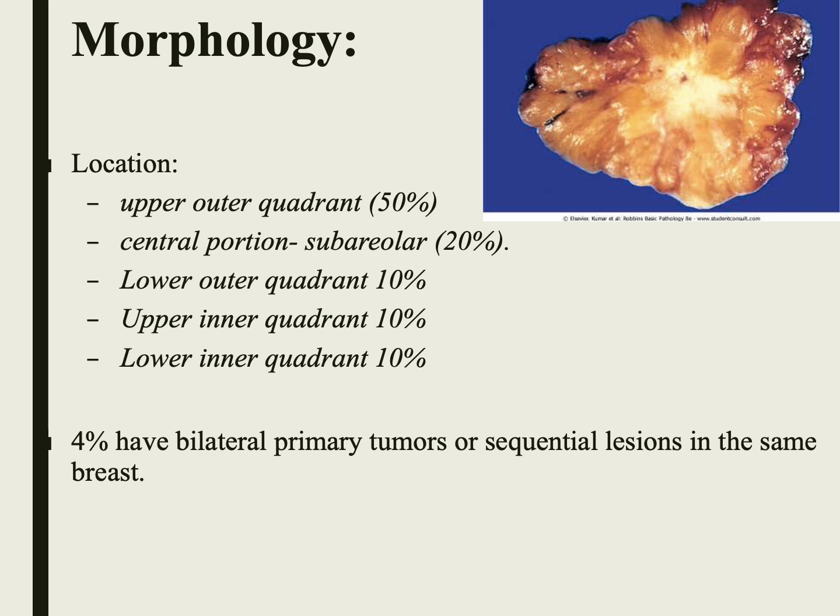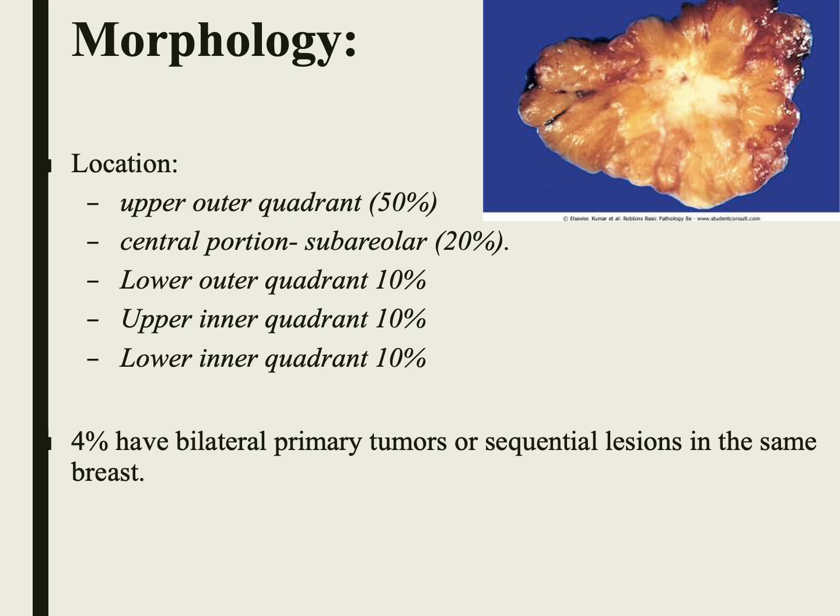Regarding the location, the most common location of a breast cancer is the upper outer quadrant, accounting for 50% of the breast cancer cases. So the most common location is the upper outer quadrant, followed by the central portion or the subareolar area, accounting for 20% of cases. The lower outer quadrant, the upper inner quadrant, and the lower inner quadrant each account for 10% of cases.